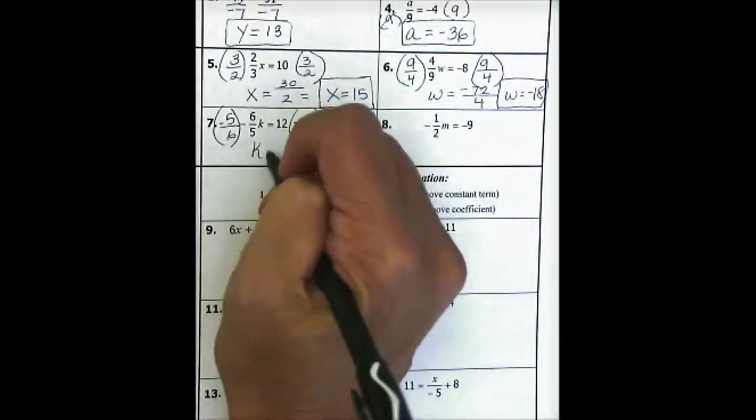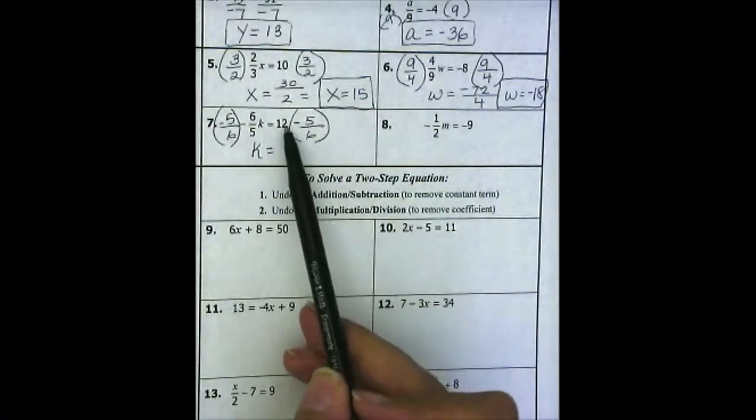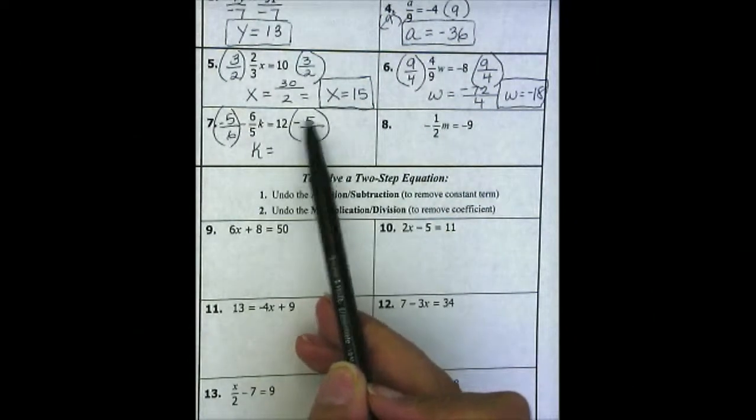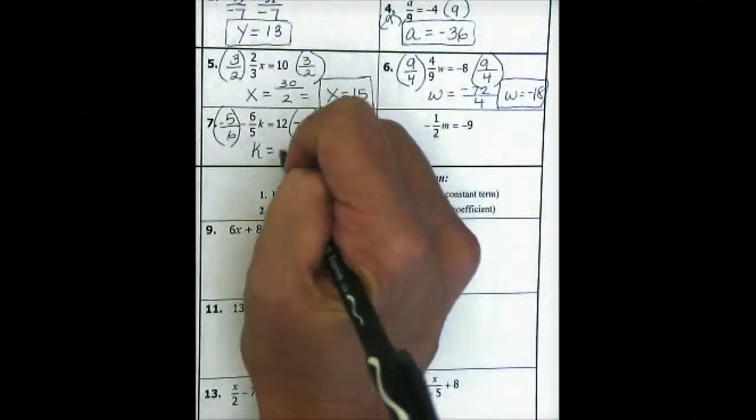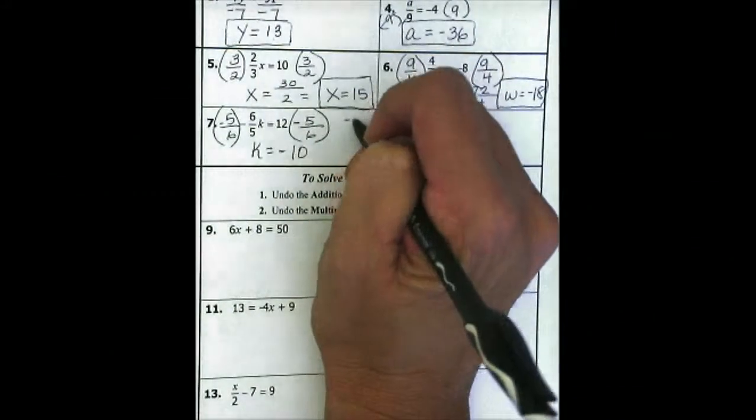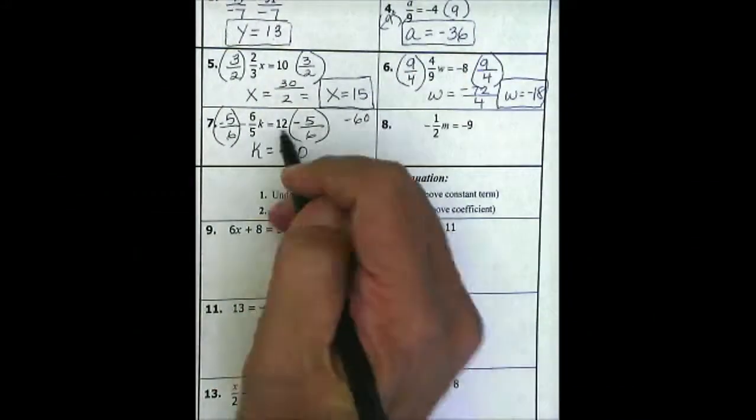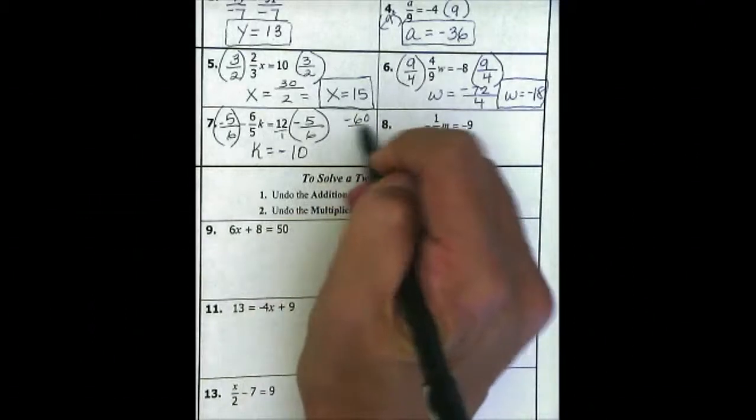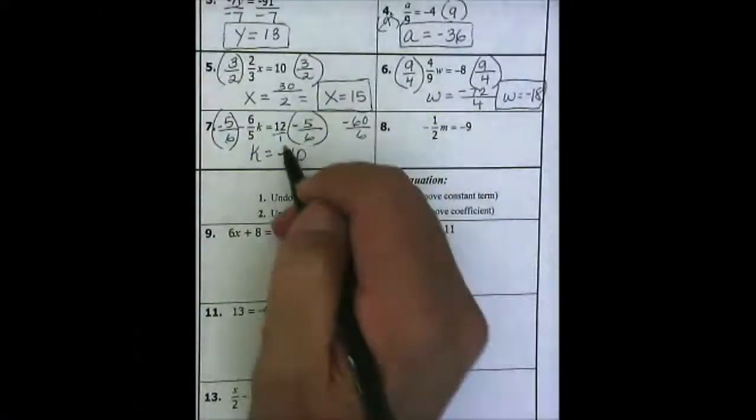That cancels and leaves us with k on this side. And this time, let's just try to do this work in our head. So we have 12 times negative 5 is negative 60, and negative 60 divided by 6 is negative 10. If you need to show the work, you can show it to the side when you multiply straight across. And remember that 12 is the same as 12 over 1, so negative 60 over 6, and that is simplifying to negative 10.